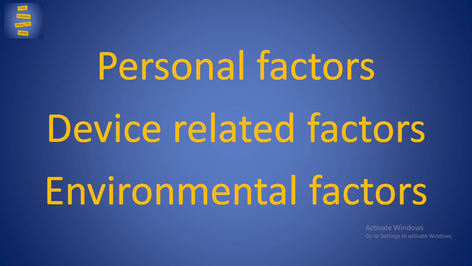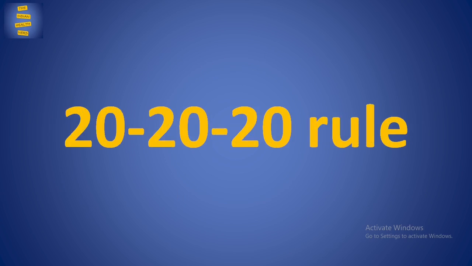What are the factors that lead to digital eye strain or computer vision syndrome, and how can they be corrected or minimized? The factors leading to this condition can be divided into three groups: personal factors, device-related factors, or environmental factors. Personal factors: eye muscle strain and fatigue.